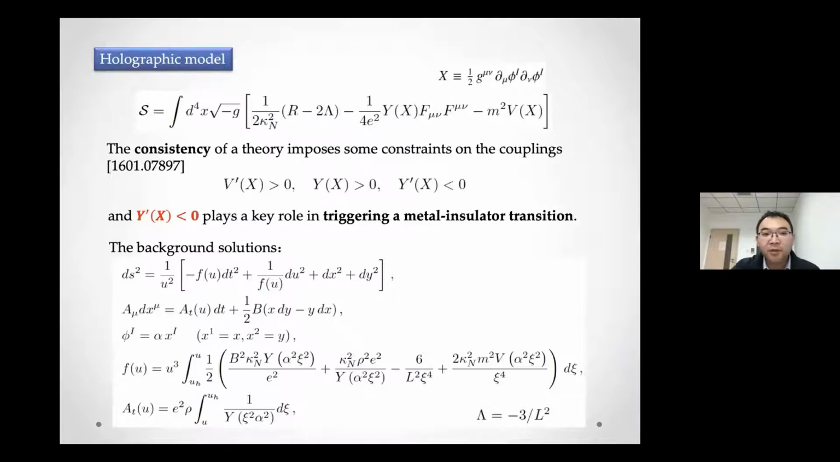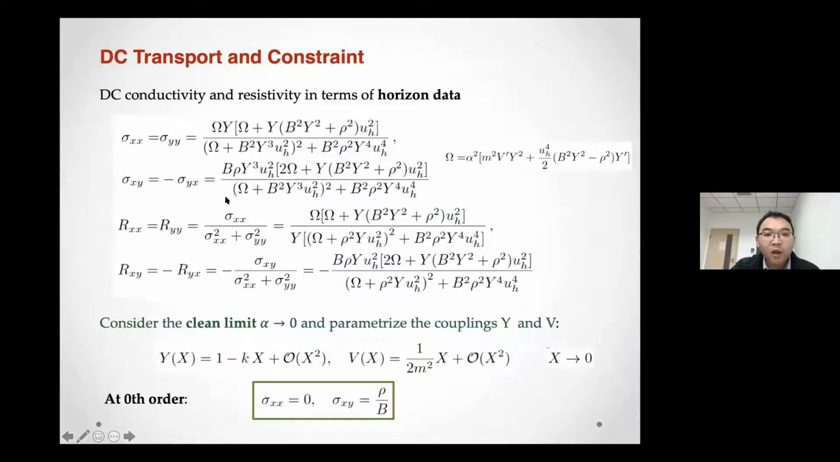Actually, since we are considering effective theory, there are some consistency conditions which give some constraints on the couplings. So here, actually, Y prime being negative plays a very important role in triggering a metal insulator transition. Similarly, in this complicated case, we are also able to find analytic solutions with magnetic field, charge density and momentum dissipation. Okay, this is the formula for the DC conductivity and the resistivity using the horizon data. Actually, let's first consider the clean limit. We mean the momentum dissipation goes to 0.